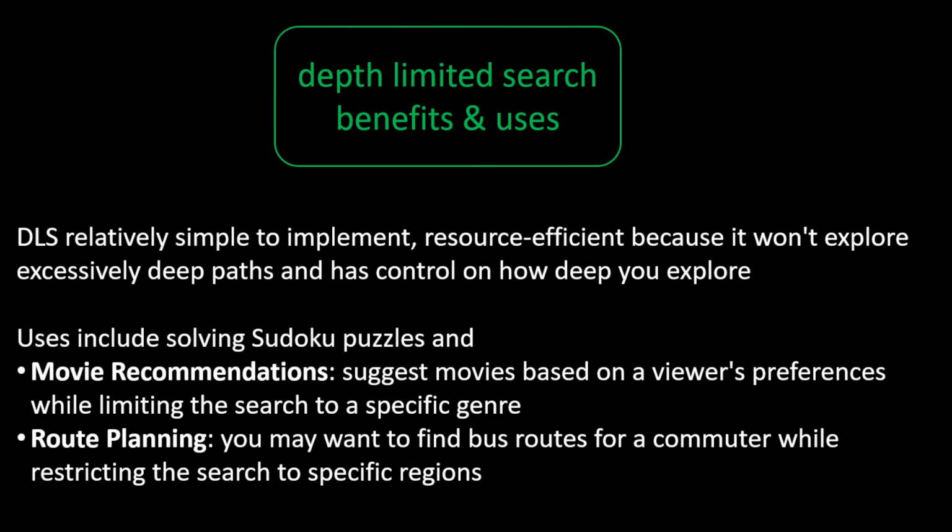So the depth limited search, simple to implement. It's resource efficient, won't explore deep paths like the depth first search, as you have more control on what depth you go to. So you can use it for things like solving Sudoku puzzles, suggesting movies in a specific genre, and also route planning. Let's say you've got some restrictions on what region you can cover, for example. So similar to the depth first search, but because you can control boundaries and limits and levels, there are more benefits.